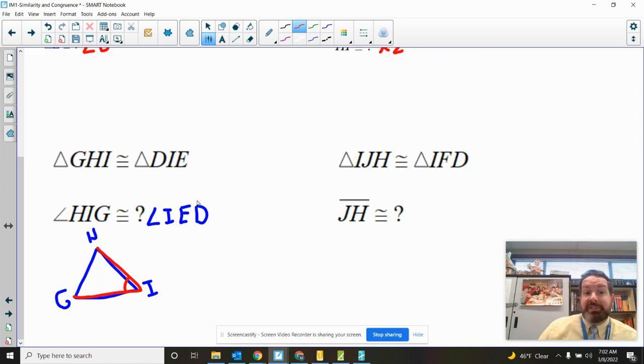So on the answer key for this problem, it may actually just say angle E. So in a triangle, you can use 3 letters, or if you want to use just one, it's got to be the letter that's in the middle, because that's the one that's going to end up being the vertex. So another acceptable answer in this case would be just to say angle E. And then lastly, over here, segment JH, well, that's the last 2 spots. So in this triangle, it's got to be the last 2 spots. So segment FD is that congruence relationship.